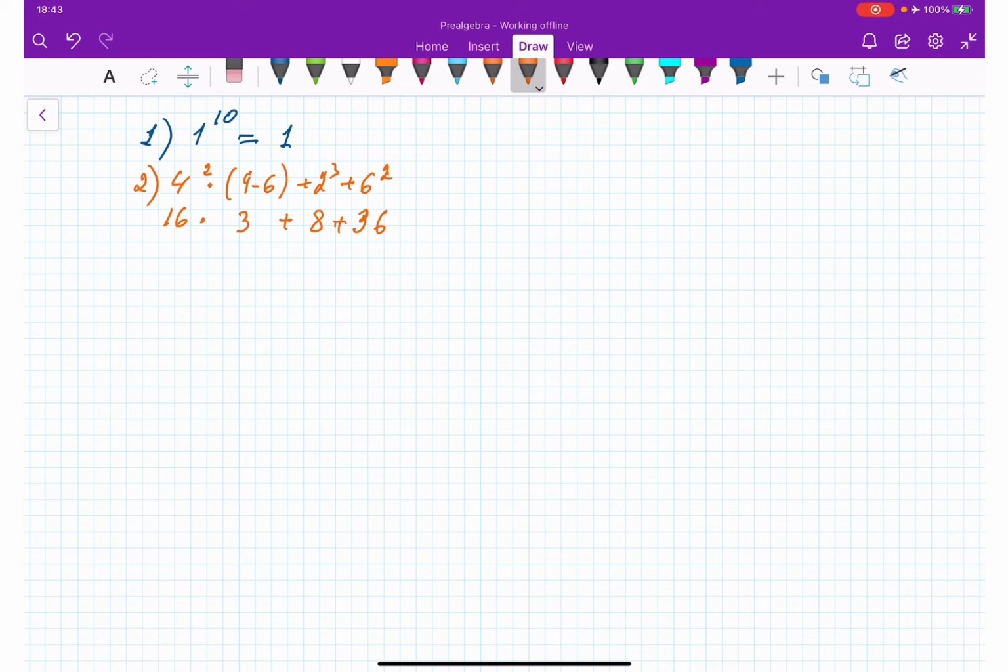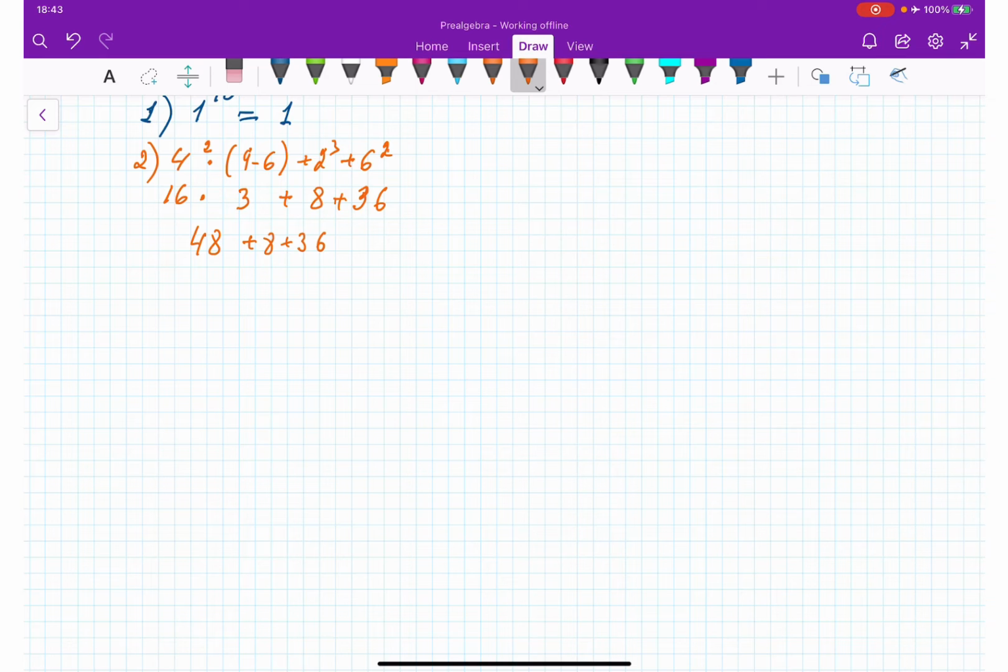Okay? So next, 16 times 3 is 48, plus 8, plus 36. So if you add them up, 48, 36, and then 8. Let's see. 8 plus 8, it's going to be 16. 16 plus 6 is going to be 22. Writing down 2 and keeping 2 in mind. 4 plus 3 is 7, and 2, it's going to be 92.